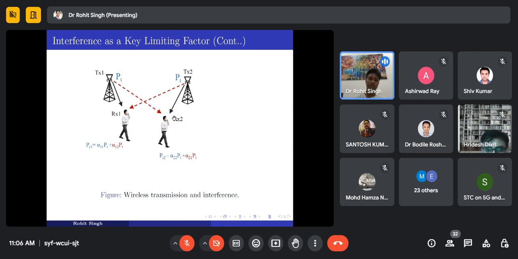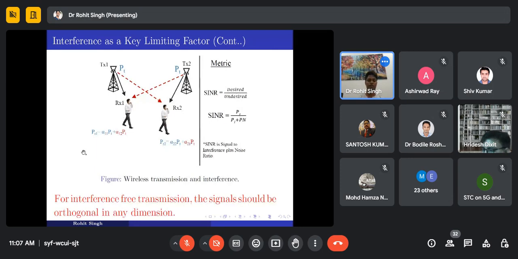But in order to serve their respective users, transmitter 1 creates unintentional interference to user 2. Similarly, transmitter 2 creates unintentional interference towards user 1, which is shown in red here. So blue is the desired power from the desired base station, and red is the unintentional power, or interference power, from the unintentional base stations. So this is another issue which needs to be tackled to assure qualitative communication. These are some issues which would be known to the graduates and undergraduates. I just summarized them to gain some understanding.